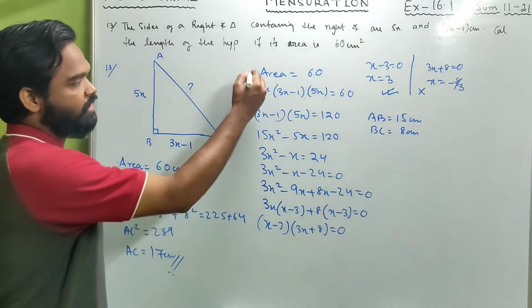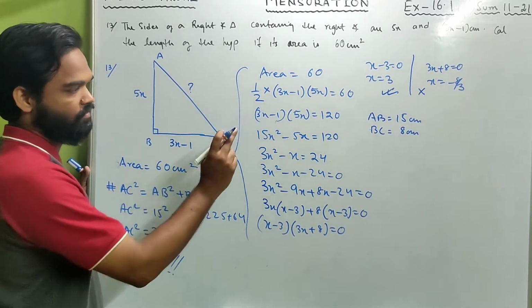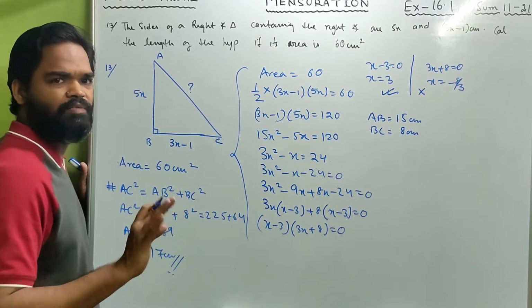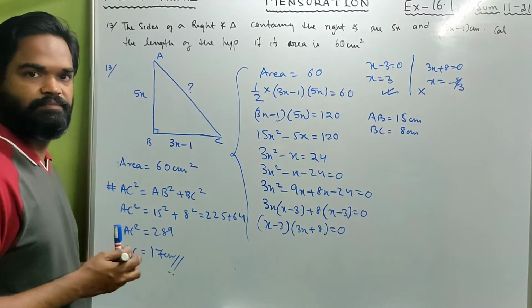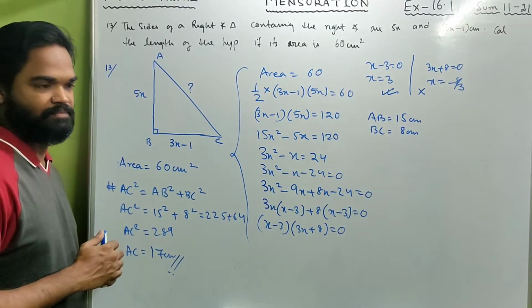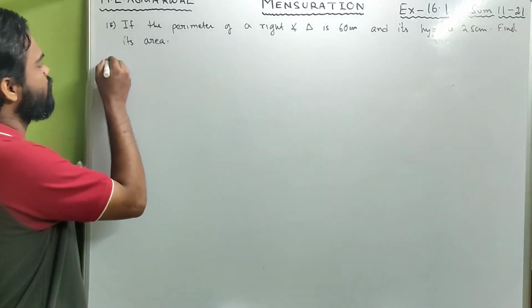Clear? We got an expression with the help of the area in terms of x. We solved it and got the value of x. Once we get the value of x, everything will be easy. Clear? Now let us look at the next sum. Now look at sum number 15. 14 is similar to 13. You can try it on your own.